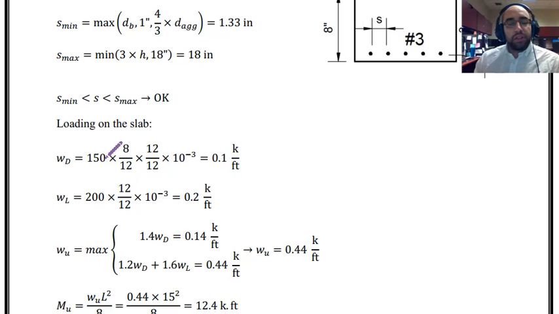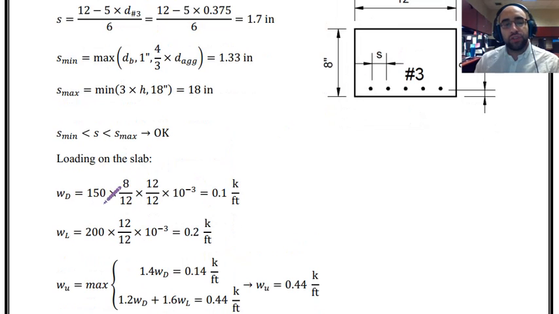So 150 is pound per cubic foot. 8 inches and 12 inches should be transformed into foot. And then once we do that, I have to just change it to kip. That's why I'm dividing it by 1000. And at the end you can see dead load is equal to 0.1 kip per foot.